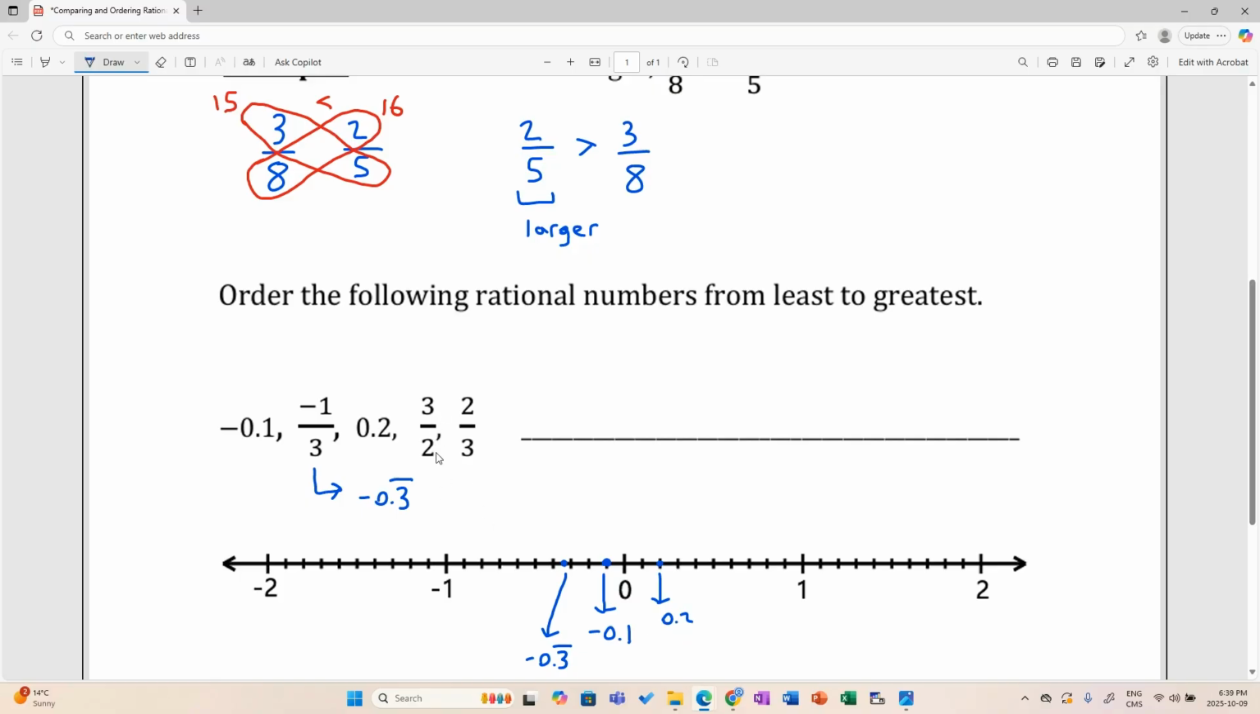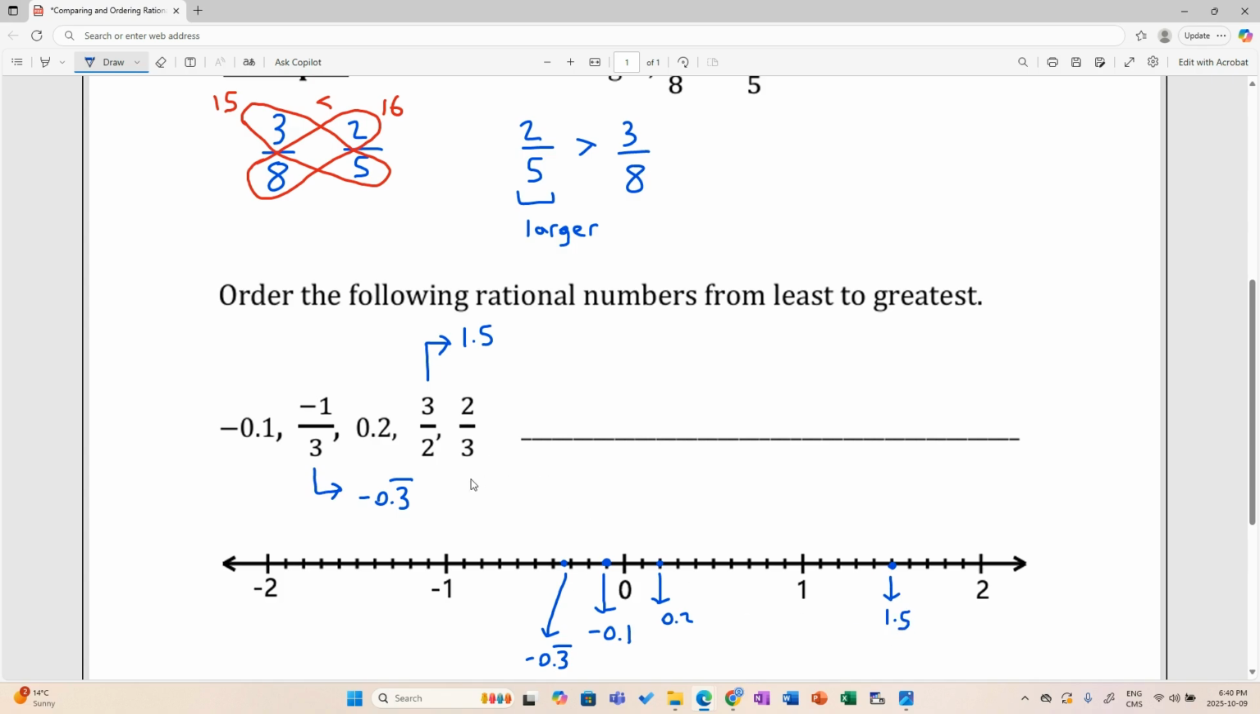3 over 2. 3 over 2 is written as 1.5. So 1.5 should be, this is 1, so 1.1, 1.2, 1.3, 1.4, 1.5. This should be 1.5 over here.